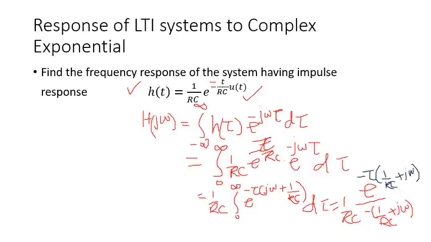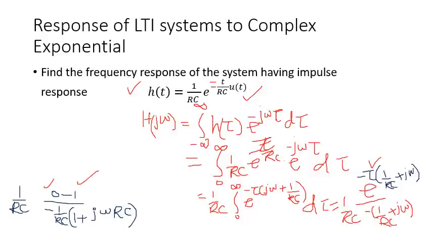When I put the limit here, the upper limit is infinity, so it will be e power minus infinity, which is basically 0. Then if I put the lower limit, which is 0, it will be e power 0, which is 1. So when we put minus infinity, e power minus infinity will be 0, and e power 0 is 1, so we have 0 minus 1.